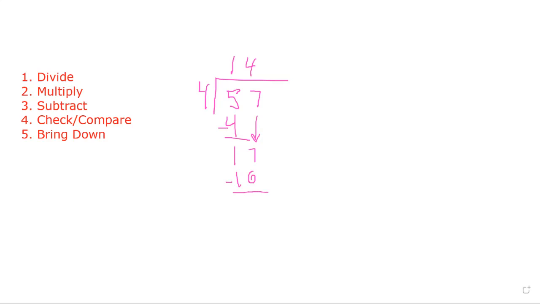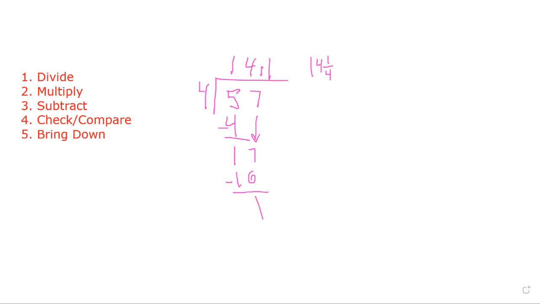Now I look and I subtract. 17 minus 16 is 1. I compare: is 1 less than 4? It still is. And I could see if there's something to bring down. There is nothing to bring down. There would be some options here. I could go 14, remainder 1. I could go 14 and 1 over 4. And that's because the remainder over the divisor.